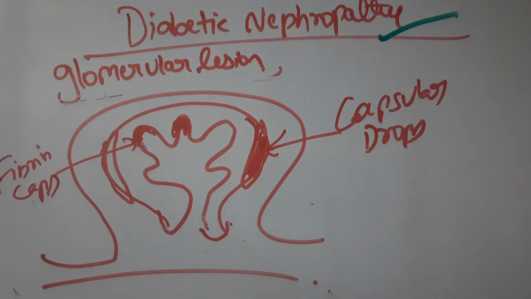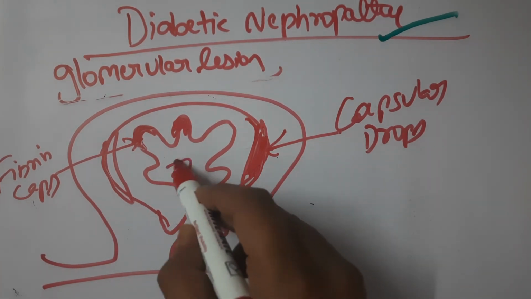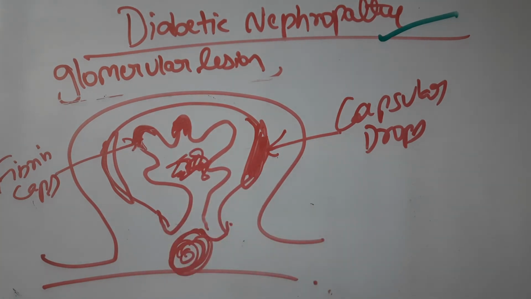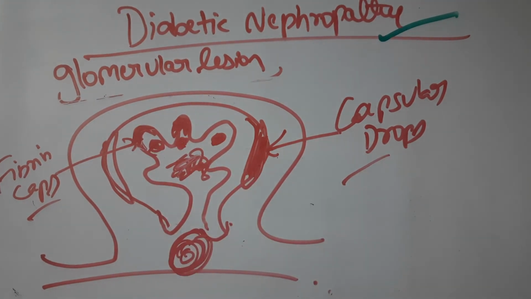If there is any arteriole, there will be hyaline thickening of the arterioles. And in the case of the mesangium, there will be diffuse hyaline deposits. There will be mesangial sclerosis, which is a very common finding. In diffuse glomerulosclerosis, we will see capsular drop and fibrin caps. But in Kimmelstiel-Wilson lesion, we will see nodular hyaline deposits in the mesangium. So this is the finding in the glomerular lesion.